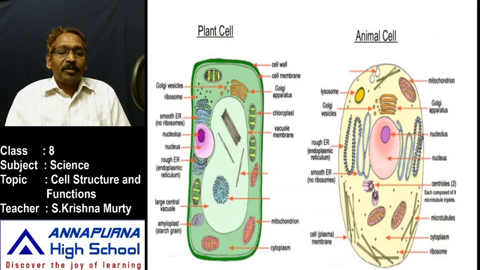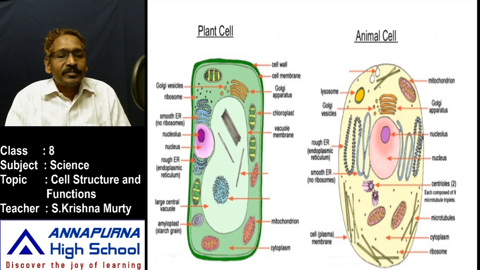I hope you are following well our previous videos. Let us discuss from the previous videos onwards. In the earlier class we learned about the plant cell and animal cell. What are the parts of a plant cell and an animal cell? In the earlier class we discussed three major parts of the plant cell and animal cell.